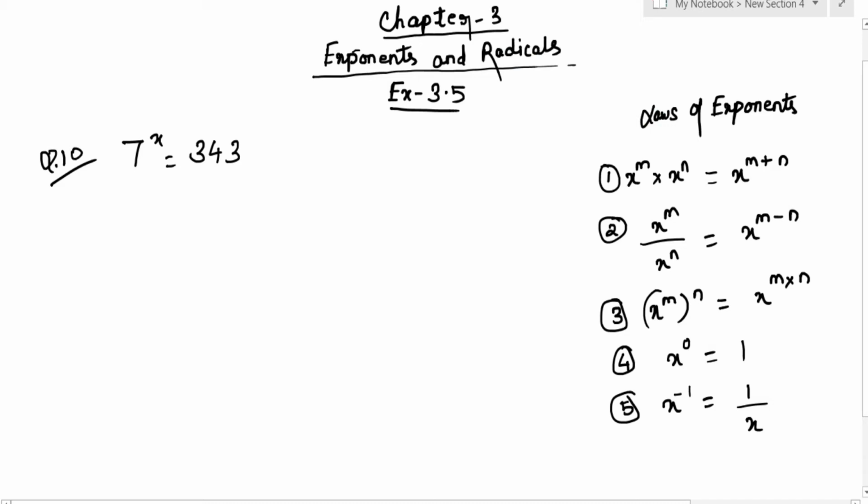Now next is 7 to the power x equals to 343. We know that 343 is the cube of 7. So now the base is same, so the power will be equal and the value of x is 3.